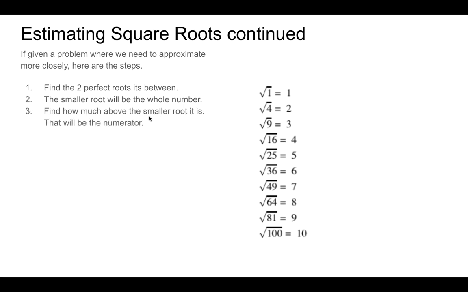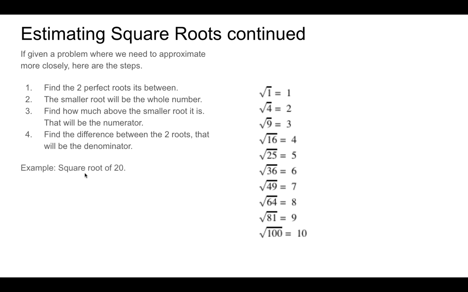Then we find out how much above the smaller root it is, and that'll be the numerator. So if we're saying the square root of 6, 6 is 2 more than 4, so our numerator would be 2. The whole number, as I stated, would be 2. Then finally, we find the difference between the two roots, and that will be the denominator. Since the square root of 6 is between 4 and 9, we do 9 minus 4 to get 5, so our denominator would be 5.